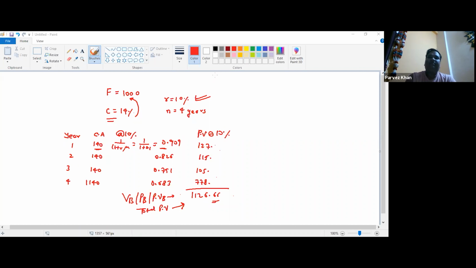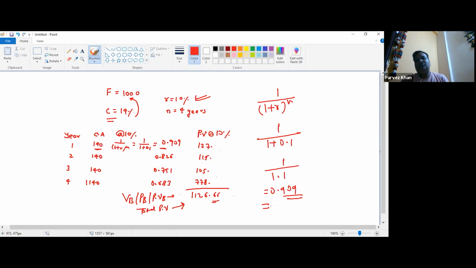Then discount rate. The discount factor formula I told yesterday: 1 divided by (1 plus r) to the power n. Always first calculate for the first year. 10% means 0.1, so 1 divided by 1.1, how much? 0.909, that is for the first year. Press the equal to button again, you will get the second year. Press again, you will get the third year.